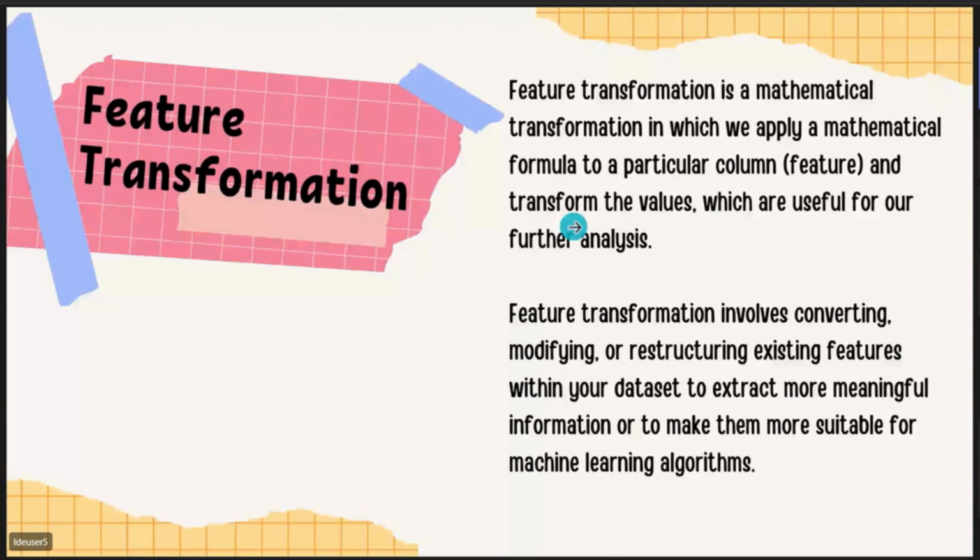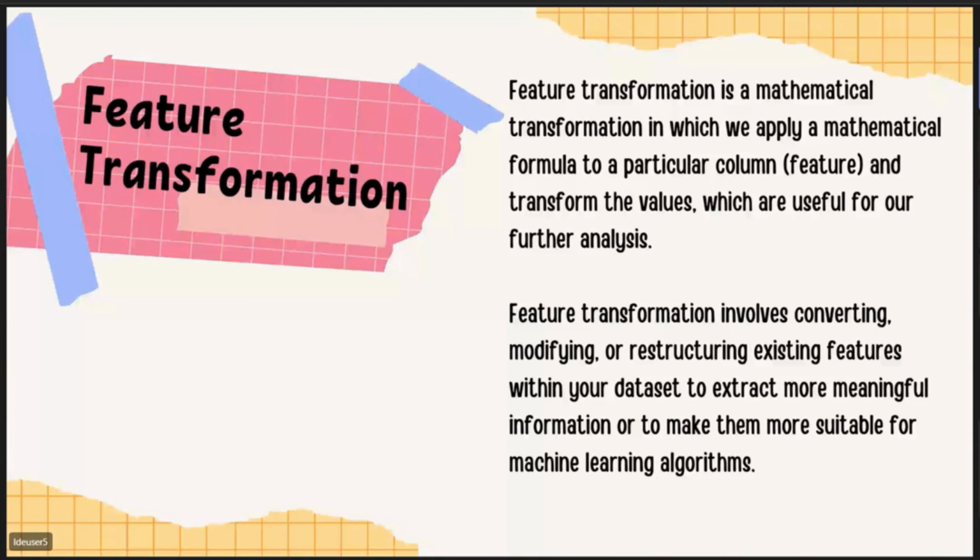So that is about the basic things you need to know about features. What are the different types of features your data can have? So there are 3 major types, and in each major type you have 2 subtypes. Next is feature transformation. What is transformation? Transformation is nothing but changing itself, changing its form, right? So feature transformation is a mathematical transformation in which we apply a mathematical formula to a particular column, transform the values, and these values are going to be used for the analysis.